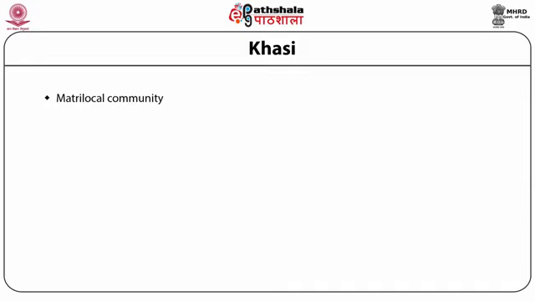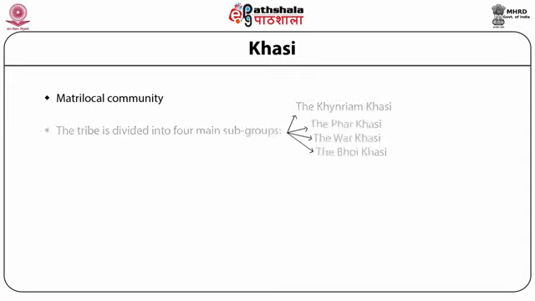Some Khasis are found in Garo Hills, North Cachar Hills, and also along the northern and southern slope down to the Brahmaputra and Surma valleys. The tribe is divided into 4 main groups: the Khynriam Khasi or Upland Khasi, the Pnar Khasi of the Jaintia Hills, the War Khasi, and the Bhoi Khasi.